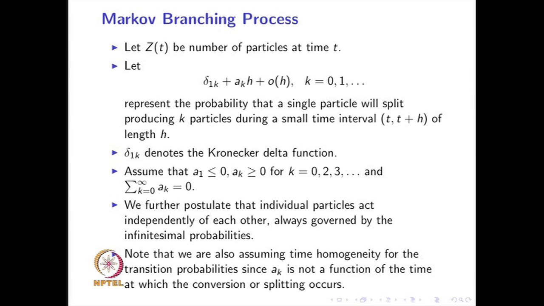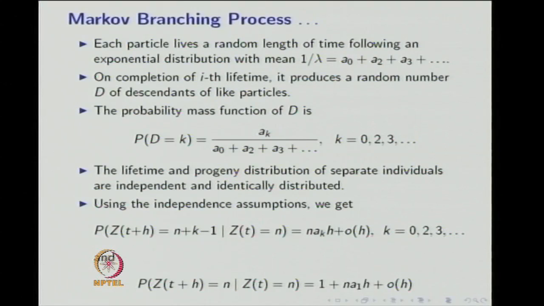Similar assumptions were taken in the discrete type branching process also. Each particle lives a random length of time following an exponential distribution with mean 1/λ, where λ is the same as a_0 + a_2 + a_3 and so on. On the completion of its lifetime, it produces a random number D of descendant like particles. The probability mass function of D is the probability that D = k, which is a_k divided by a_0 + a_2 + a_3 and so on. The lifetime and the progeny distribution of separate individuals are independent and identically distributed.